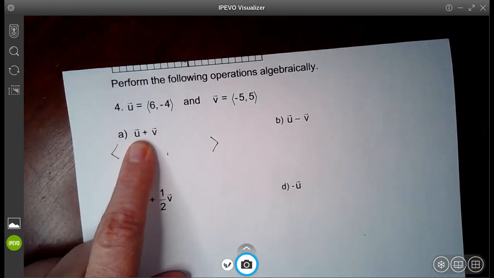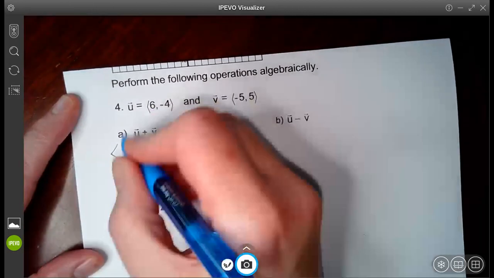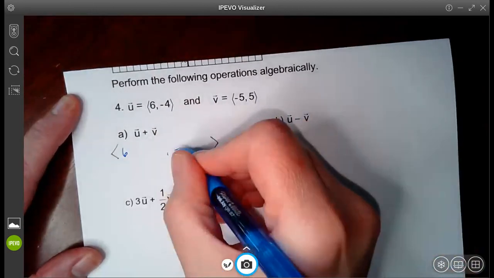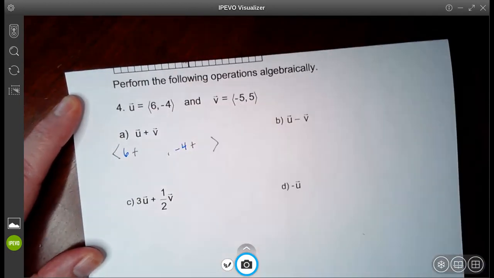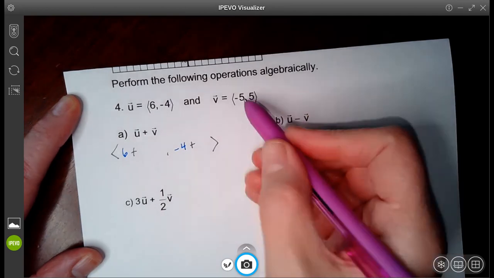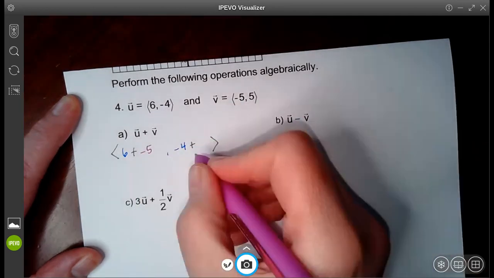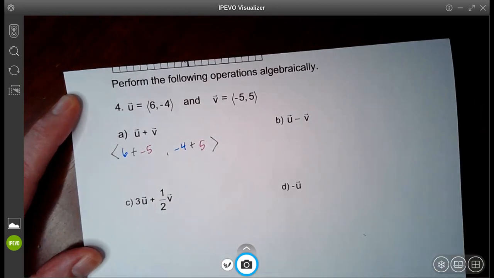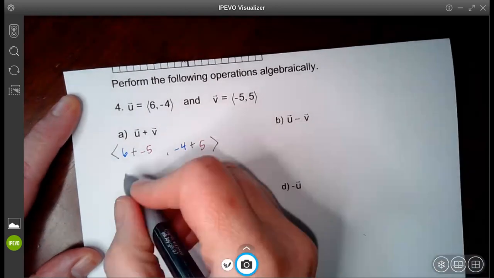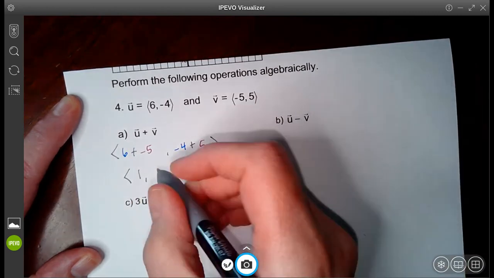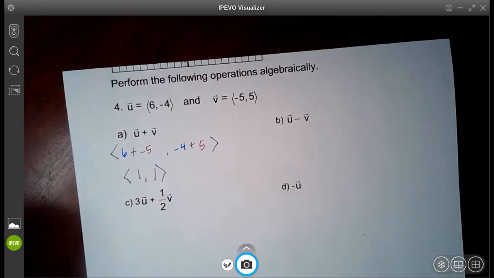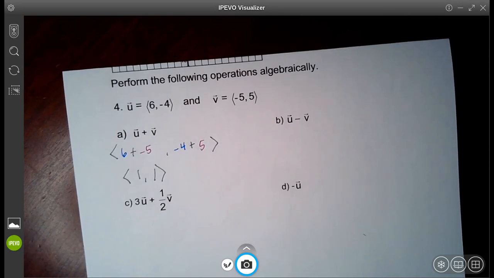So if I'm doing u, my component parts are 6 and -4. And I'm doing plus my component parts for v. So v is, my x component is -5 and my y component is 5. So if I'm adding u plus v, sorry, my phone is going nuts here. 6 plus a -5 is 1. -4 plus 5 is 1. So if I was adding those two together, and I did it on a graph, I would go up 1 over 1 to get from my beginning to my end.